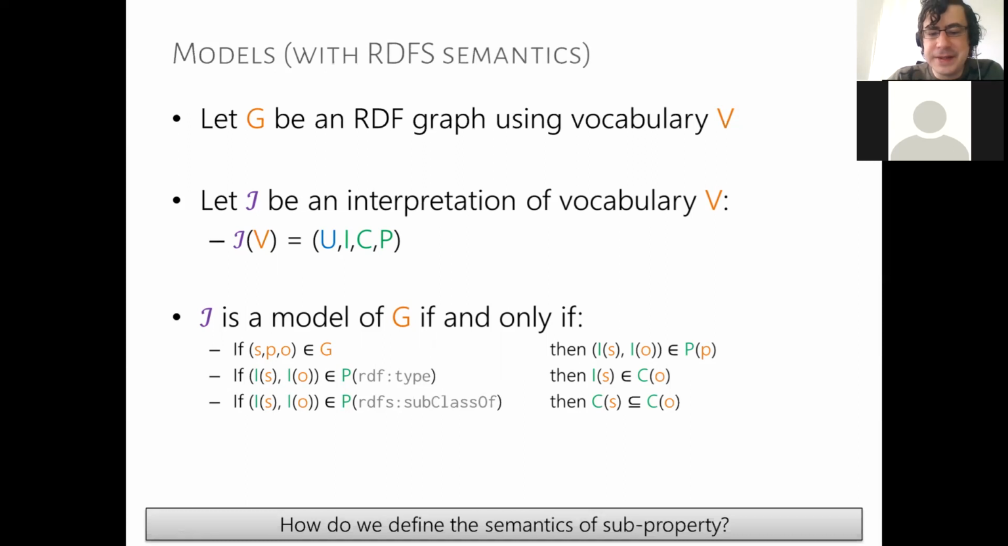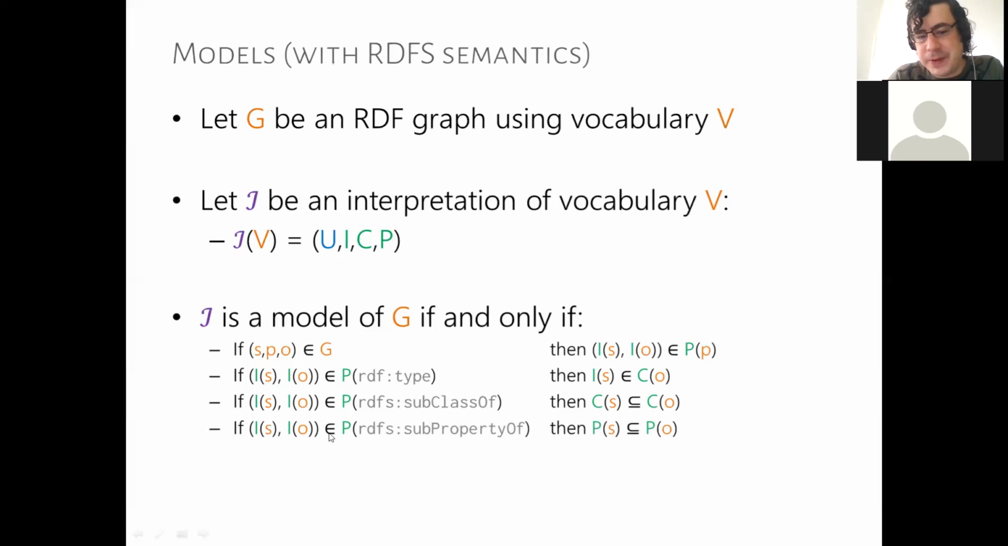How do we define the semantics of subproperty? Anyone want to guess or think about it? So for the RDFS subproperty of, what would it mean? Essentially it becomes something very similar. If the properties are in a subproperty of relation, then the set of pairs of S, the first property, will be a subset of the set of pairs of O, the second property.